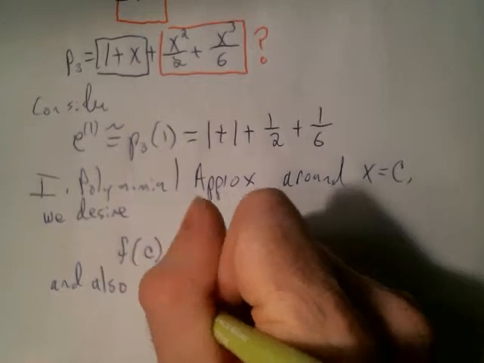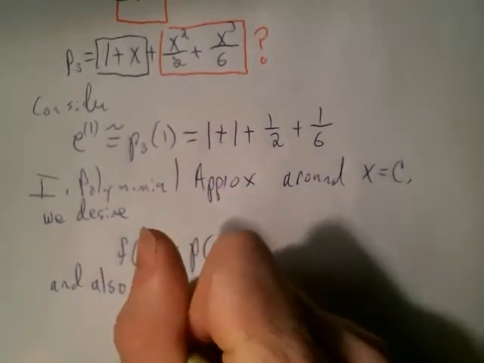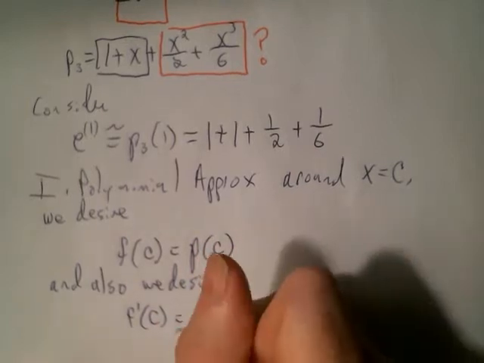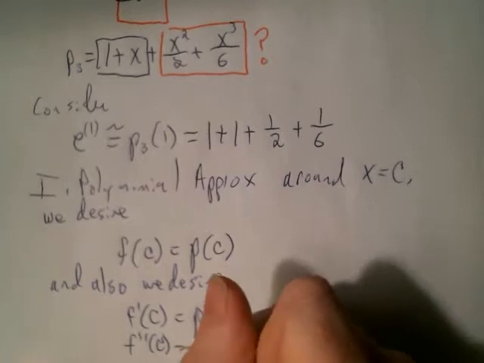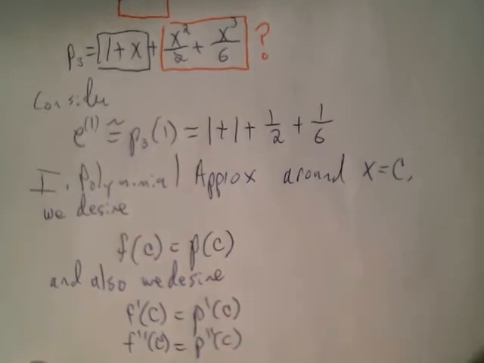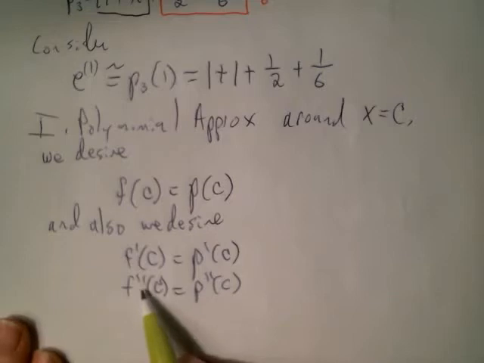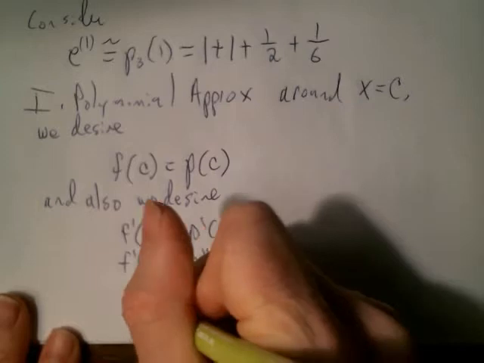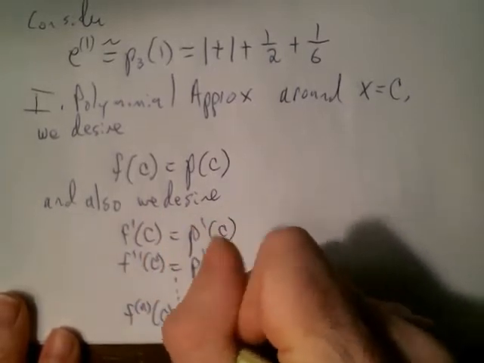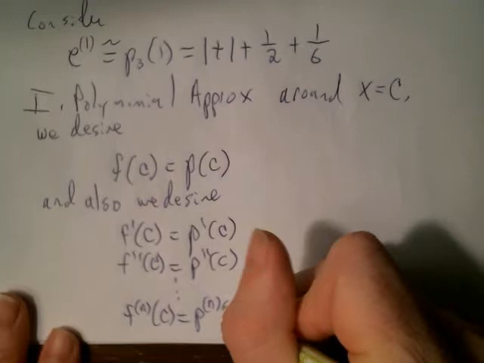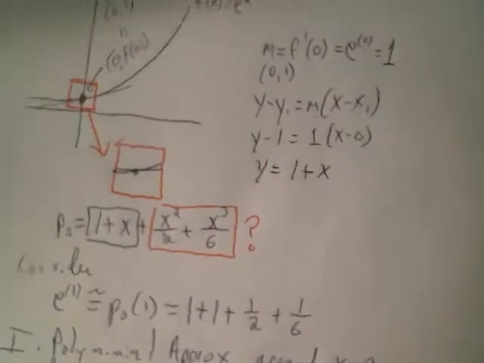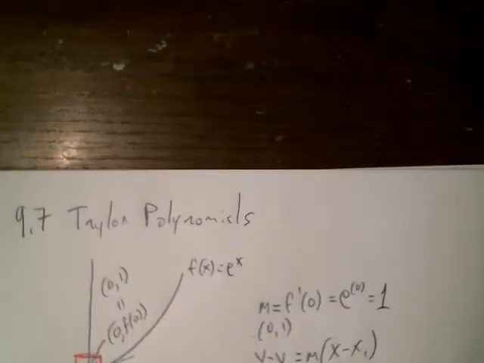So, and also we desire f prime of c to equal p prime of c, etc. So f double prime of c we wish to equal p double prime of c, and it forces kind of the shape of this to conform to the shape of that, on and on until the nth derivative of f at c equals the nth derivative of this polynomial at c.